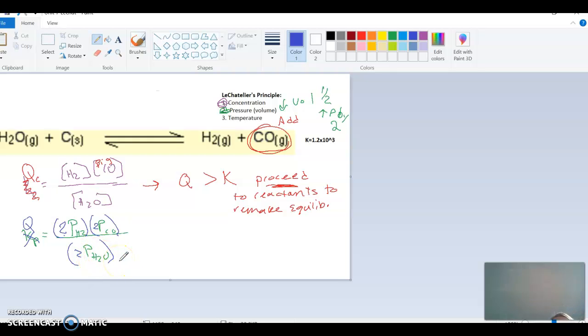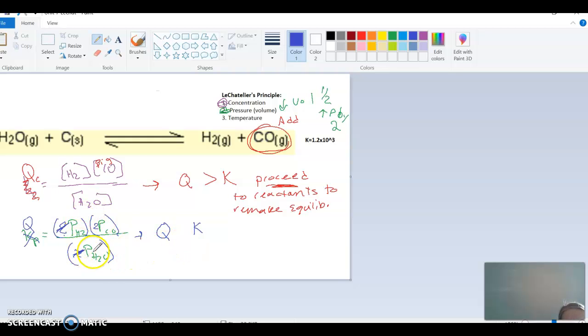You would think that if the pressure increased by 2, it really wouldn't change anything, because the top and bottom are the same. But you can see the top and bottom are not the same. So if I did this math, these 2's will cancel, but this 2 right here is still there. So what that means is my Q and my K are not equal. My Q is actually 2 times my K.